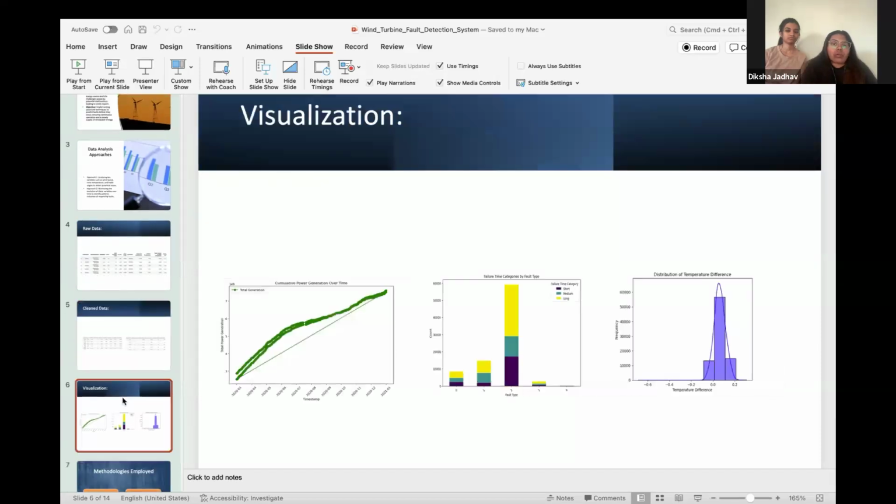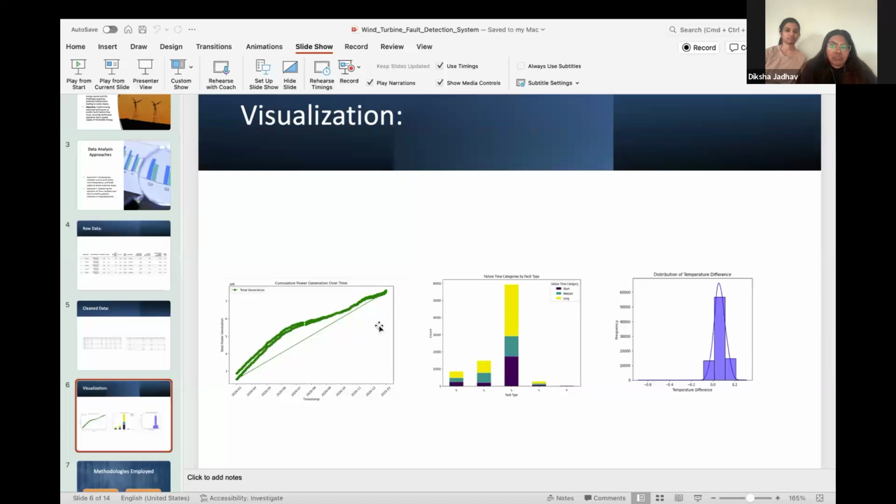Next, talking about the data visualizations. Here you can see the first plot, which is cumulative power generation over time. This graphic displays a consistent rise in power generation, which occasionally peaks or troughs, suggesting maintenance intervals or environmental indicators.